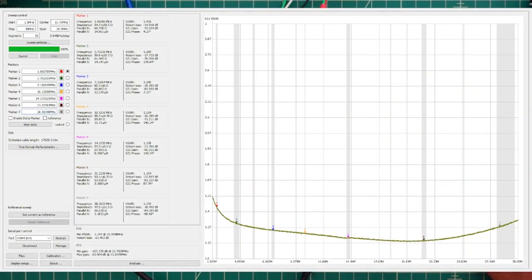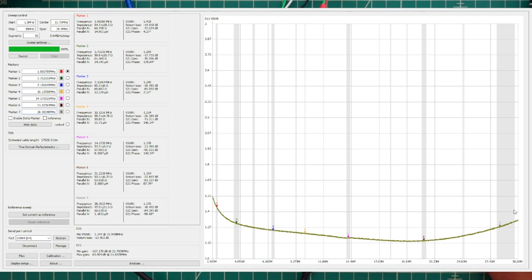Okay, so we have run the sweep. If you take a look at the upper left-hand corner, you can see that we have a sweep that runs from 1.5 megahertz all the way to 30 megahertz. Each sweep consists of 101 data points, and we have 50 segments giving us 5,050 data points across the entire sweep. So if we take a look at our markers, we have 7 markers, and they are all the way from 160, 80, 40, 30, 20, 15, and 10 meters.